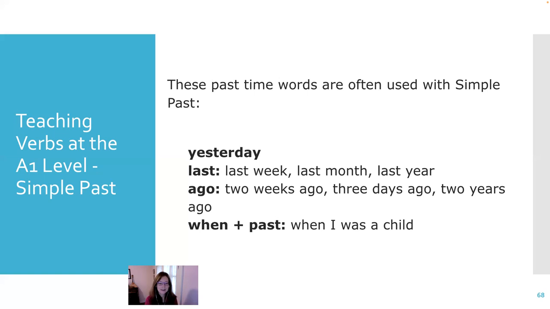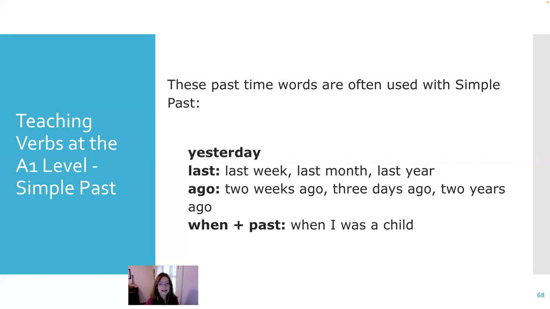Last is another one of those key words. So we can say every week I eat breakfast. I eat oatmeal for breakfast, but last week I ate bacon and eggs. So we can show, again, a contrast between what we do every day, which is the simple present tense, and yesterday, which is the simple past tense.